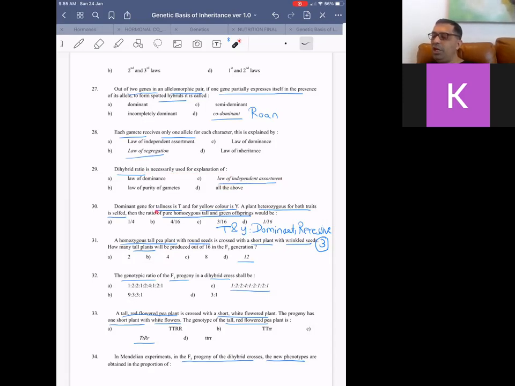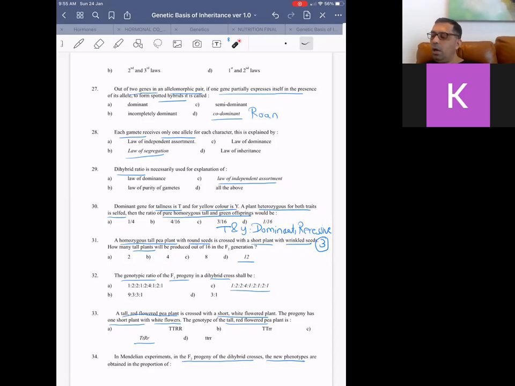Then, dominant gene for tallness is capital T and yellow color is capital Y. A plant heterozygous for both traits is selfed. The ratio of pure homozygous tall and green offsprings would be? How many will be pure homozygous tall and green offsprings? So it will be 1/16. 1/16 will be pure homozygous tall and green offspring.